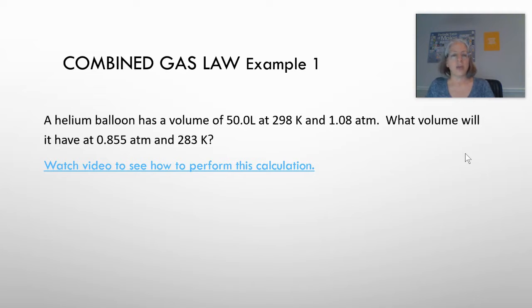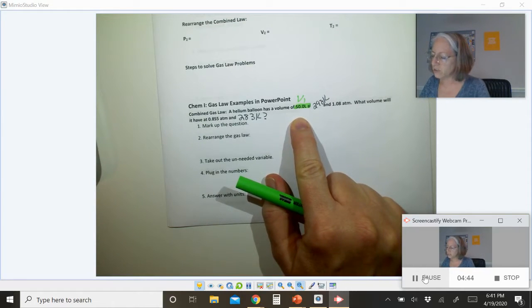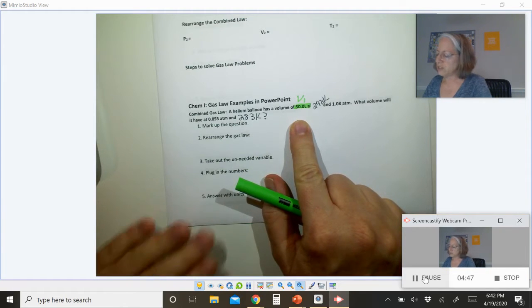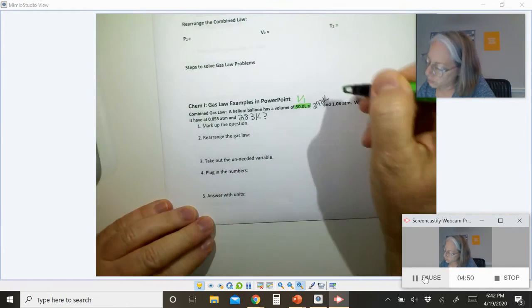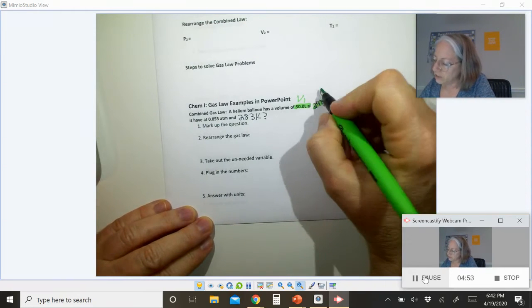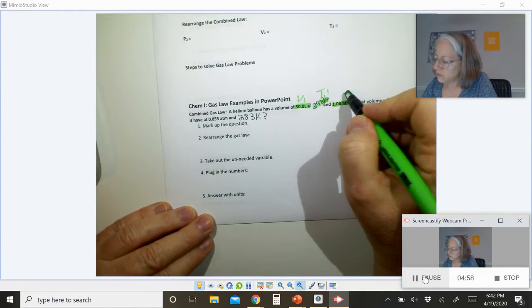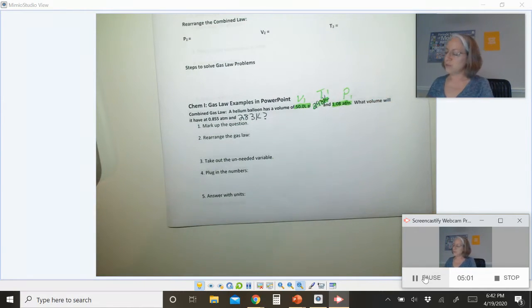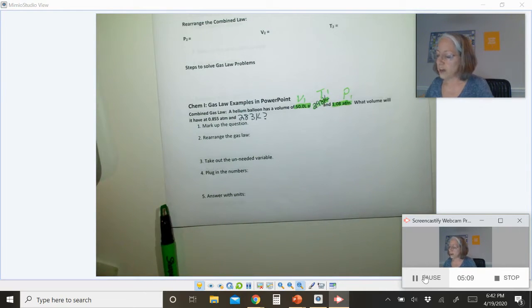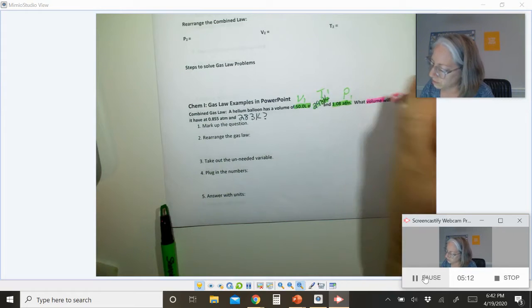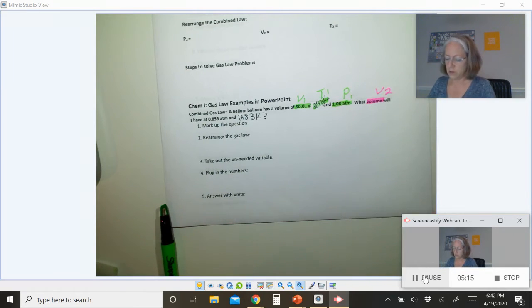Okay. So this first question starts out talking about a helium balloon, like the one we talked about in the video. We start out with 50.0 liters. That's the first volume mentioned in the question. And the temperature is 298 Kelvin, our first temperature. And 1.08 atmospheres. Atmospheres is the pressure. All three of those things happen at the same time, so they are P1, V1, and T1. They're all related. Then the question asks, what volume? That's what we're looking for. So the second volume is our unknown.